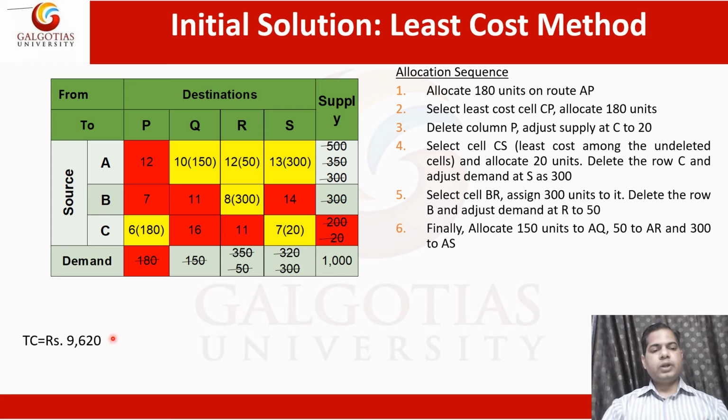So my total cost at this time is 10 into 150, 12 into 50, 13 into 300, 8 into 300, 6 into 180 and 7 into 20. So this comes out to be 9620. If you remember the previous cost by the NWCM method, that was 10,220. So this cost is the minimum, or the least, from that particular method.